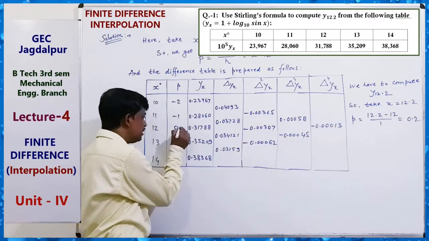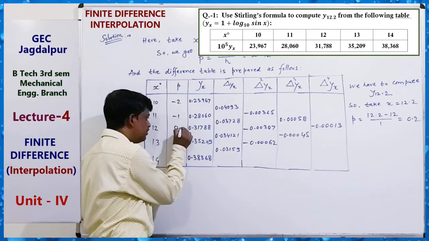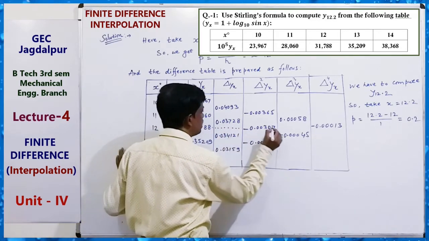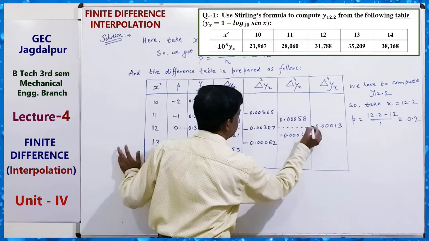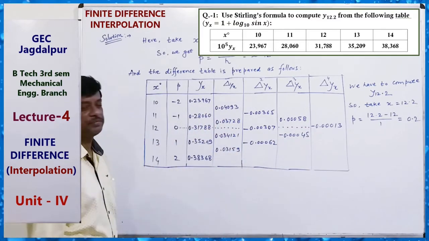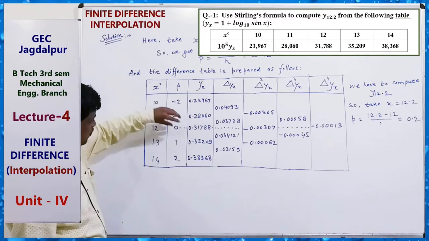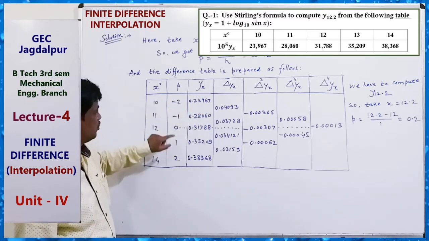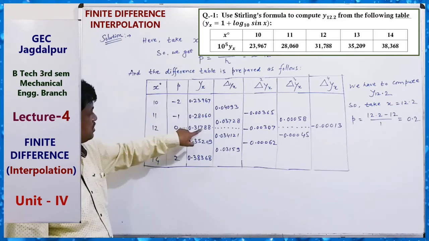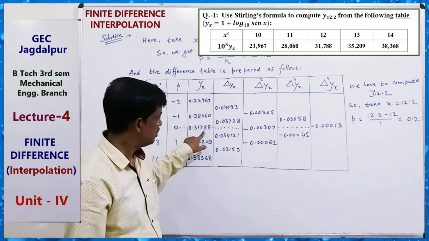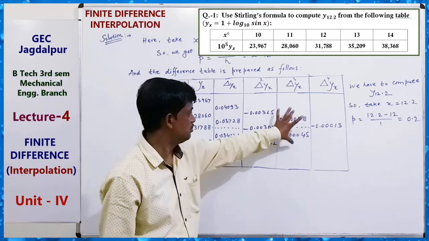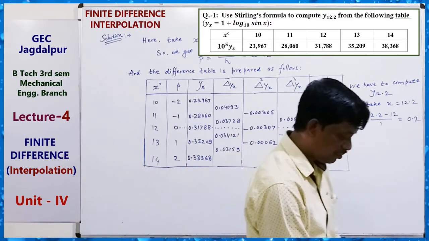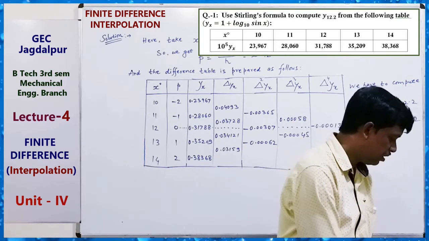If this is the origin, then this is the central line. We see the central line is this. So y0, then the average of these two, then this, the average of these two, and then this. So write the Stirling formula now and put the values here.